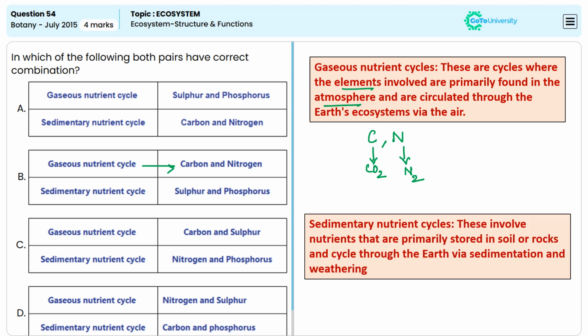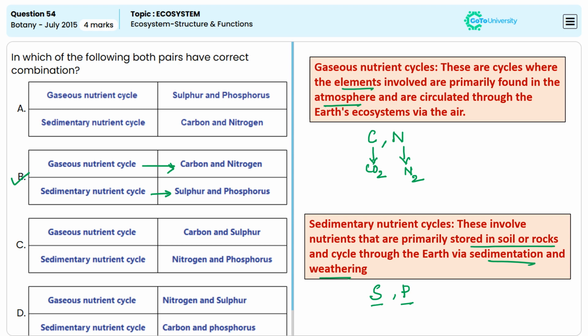Now coming to the sedimentary nutrient cycle, this involves the nutrients that are primarily stored in the soil or rocks and cycle through the earth via sedimentation and weathering, and this includes sulfur and phosphorus. So these elements are involved in the sedimentary cycle because they are largely stored in the earth's crust and are released through the weathering process. So the examples of the cycles are the sulfur and phosphorus cycles. So that means option B will be the correct answer.